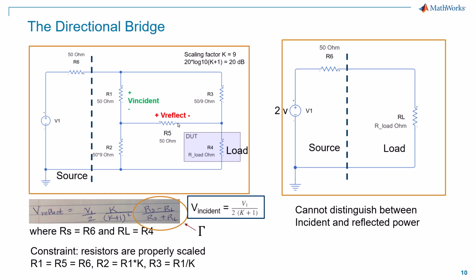In that case, if you scale it just right, just like that, then you will have at bridge balance, when R4 is 50 ohms, 0 current through R5, because the ratio of R1 to R2 is the same thing as the ratio of R3 to R4. So if you take that ratio, you're going to get 50 over 50 times 9, and that would be 1 over 9. Or if you take 50 over 9 over 50, that's also going to be 1 over 9. So the ratio is preserved.